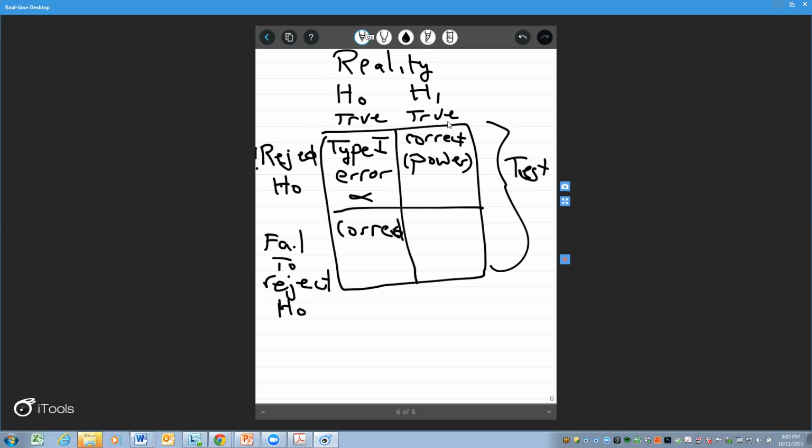Now, what if the alternative is true, but we fail to reject to say that the alternative is true? So if the alternative is true, but we accept H naught or fail to reject H naught, then we've made another error, and that's a type 2 error. And it's denoted by beta. There is a relationship between type 2 error and the power of the test, in that the power is equal to 1 minus beta.